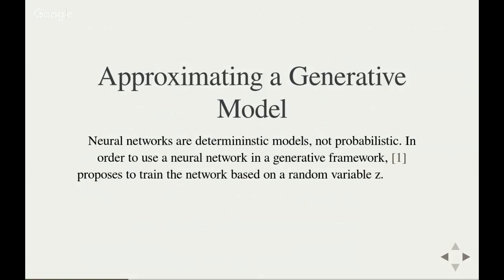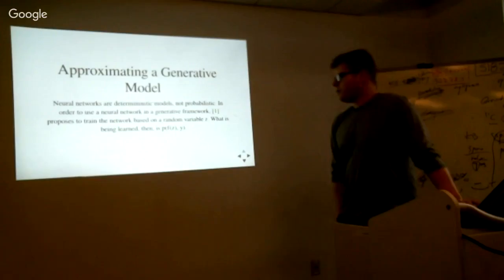So in order to use a neural network in a generative framework, the original paper, which came out in 2014 and proposed GANs, proposes to train the network based on some random variable z. This z variable is where we are approximating some distribution. And then what we're learning is the probability of some function of z, where f corresponds to the neural network that we're learning, and our y, our output label. So this f is really where the learning comes in.